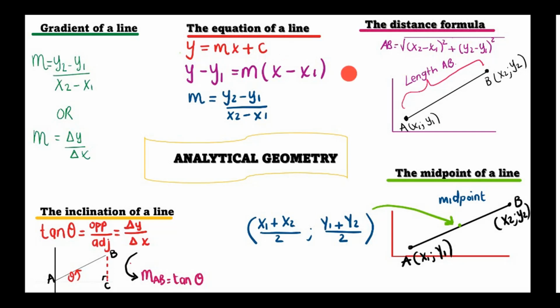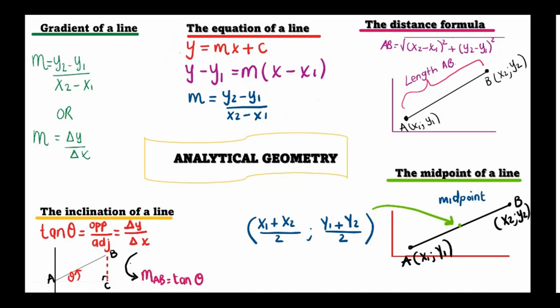Secondly, you can also get the equation of a line if you are given the gradient and at least 1 point. Therefore you can just substitute that 1 point and the gradient to get the equation of a line. And lastly, if you are given 2 points, you can first start off by calculating the gradient of the line and then substitute that gradient and one of the points into the equation to get the equation of a line.